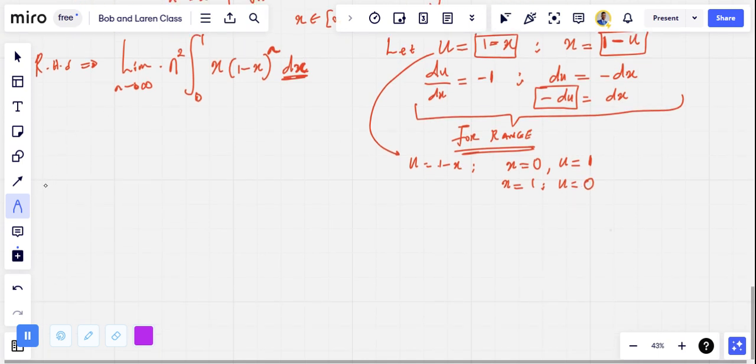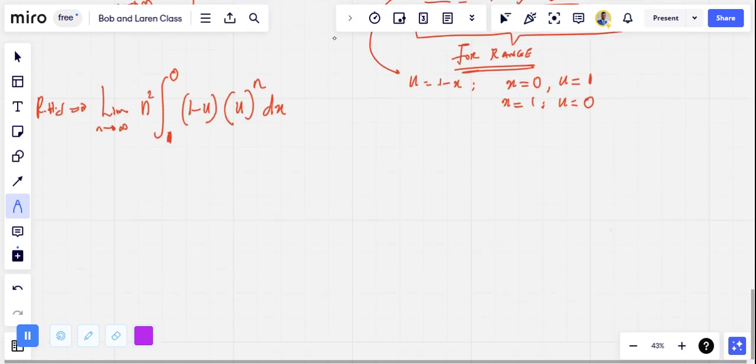So now let's go ahead and substitute. The right hand side of that expression given to us will be the limit as n tends to infinity of n squared, right? So for the range now, when x is 0, u is 1. And when x is 1, u is 0. So I've transformed the range in that case. x is equal to 1 minus u, so I've substituted it for 1 minus u. And 1 minus x has been substituted for what? For u, raised to the power of n. And I have dx. This is very easy to solve.